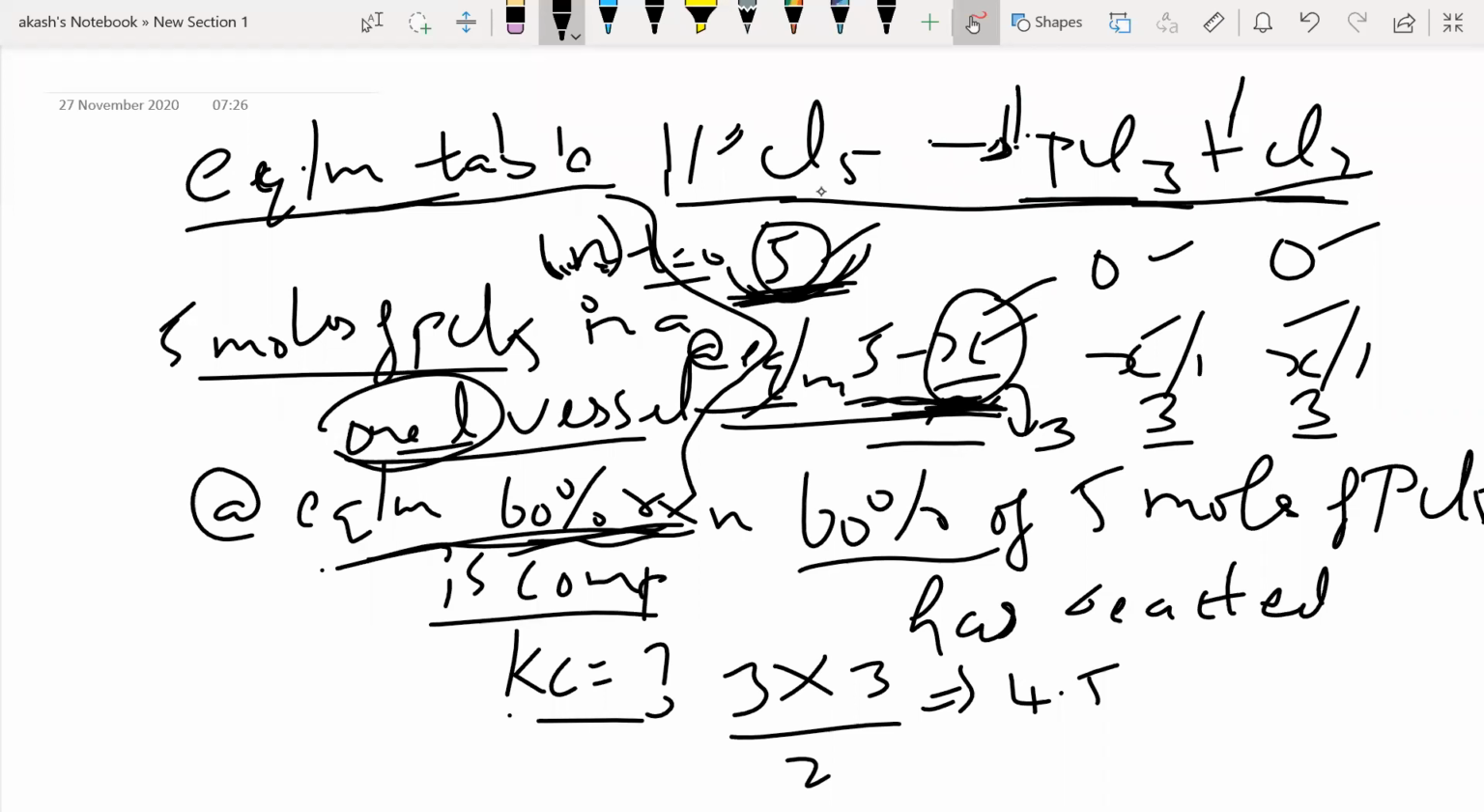That means out of this 5, 60% of them have been converted to products. So how much of PCl5 is reacting? 60% of 5 is only reacting. So this X is going to be 60% of 5, and 60% of 5 is 3. And how much is reacting here will come here. That is 3 moles here, 3 moles here, and that's it. These are the number of moles at equilibrium. You can find the concentrations at equilibrium, that is the number of moles by volume. Then you can find the Kc value, right? Everybody understood? I want everybody to give me a yes.